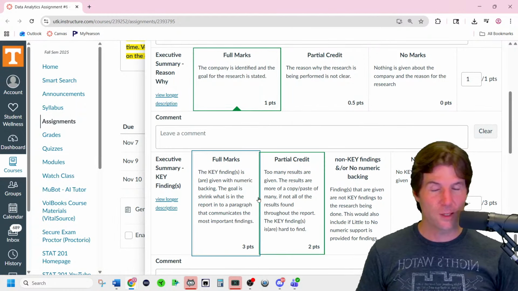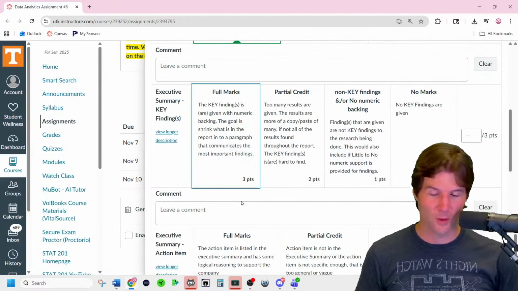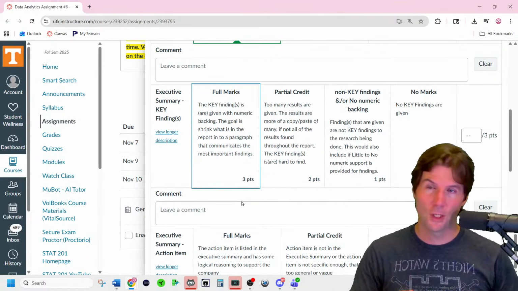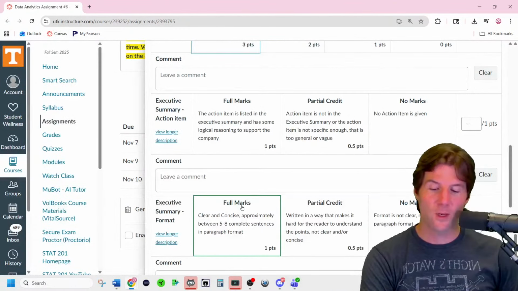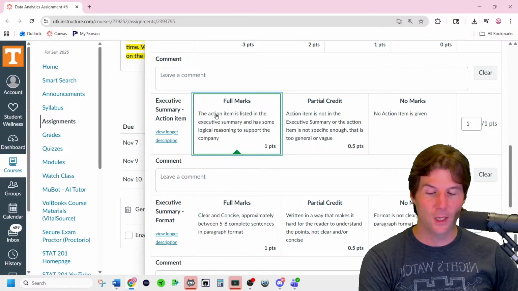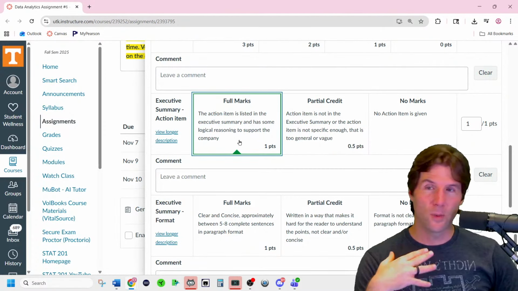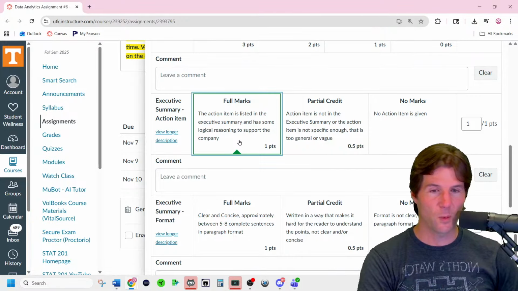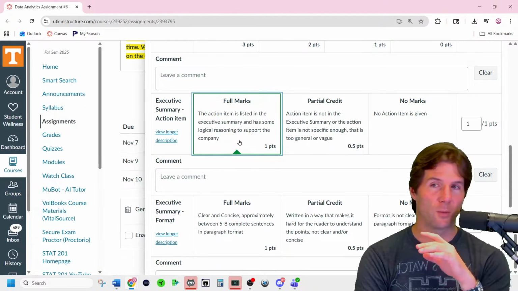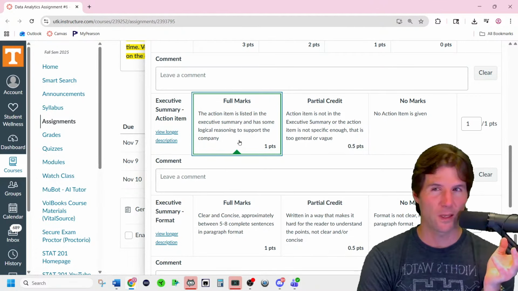So a lot of people give key findings, but they don't give the numbers. They just say this group was more than this group, but then they never say by how much. So mention the numbers. Executive summary action item. This is for you to figure out. The action item is listed in the executive summary and has some logical reasons supported to the company. Like, because of the increased revenue, our pizza company has decided we'll be open on Saturday. We'll have our hours from this to this and this, and we will staff 4 people, something like that.